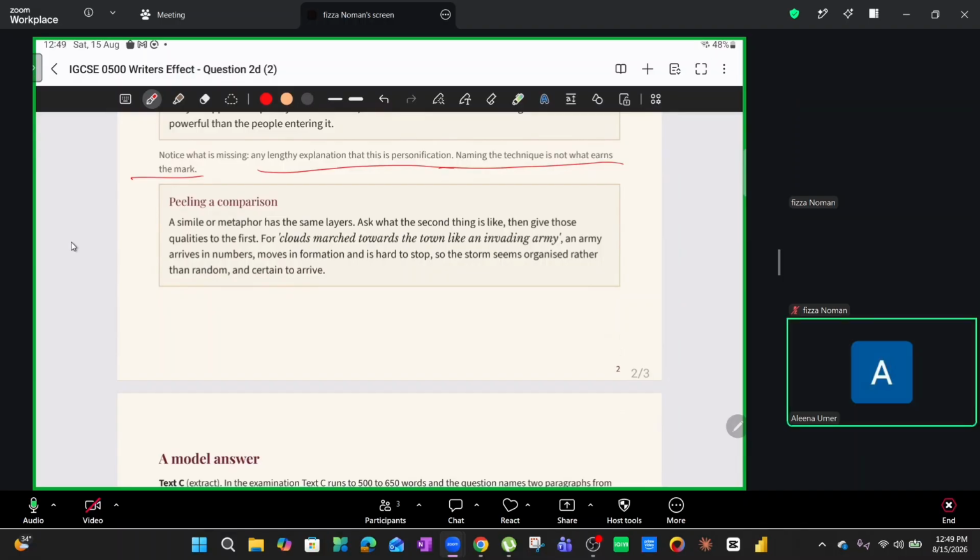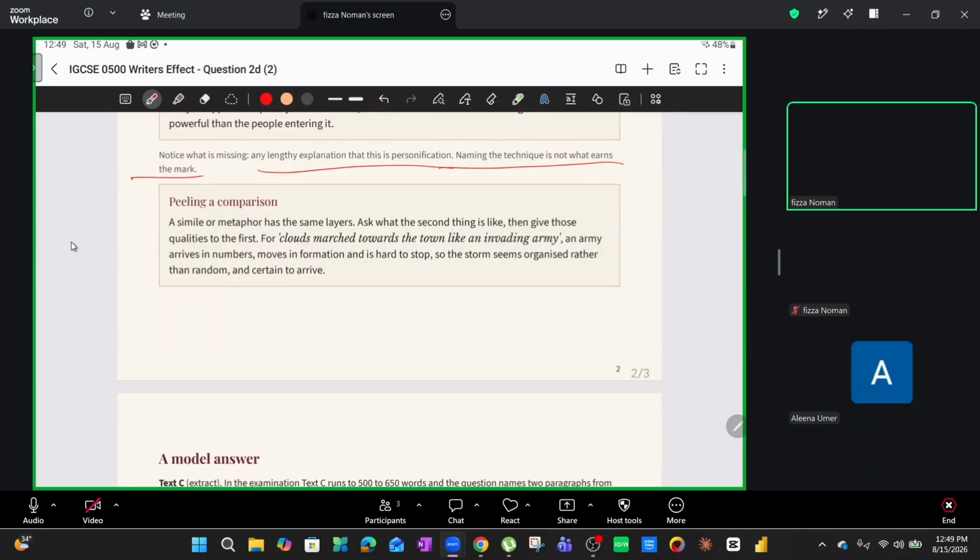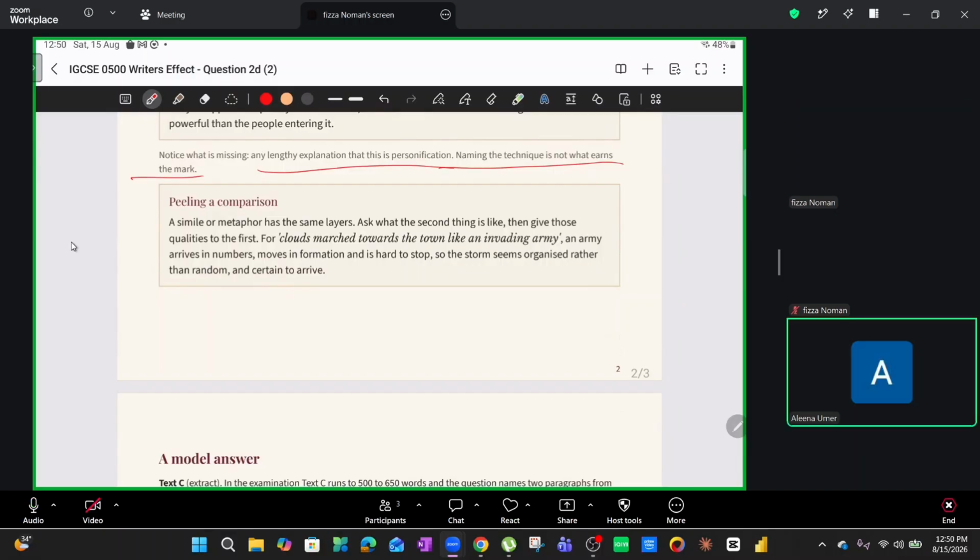Yes. Again, at the end of the day, this is where your expertise as a language student will come in, Alina, and you will have to figure out what particular device is being used. Does that make sense? Yeah. Good to go, beta? Yes.